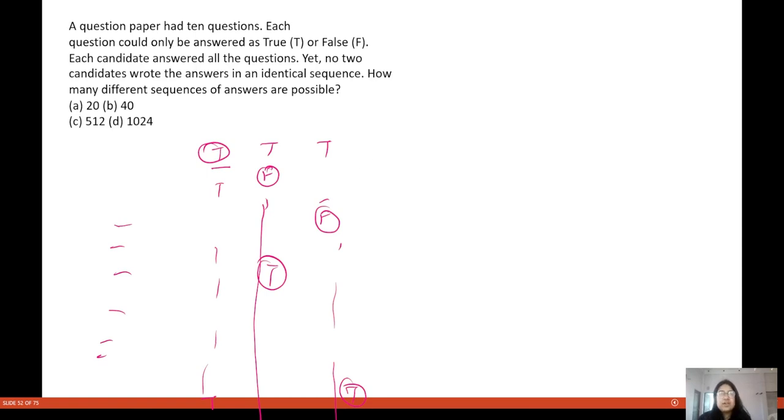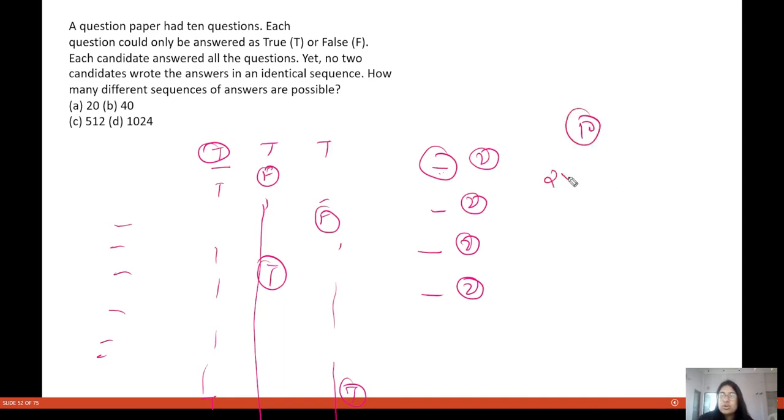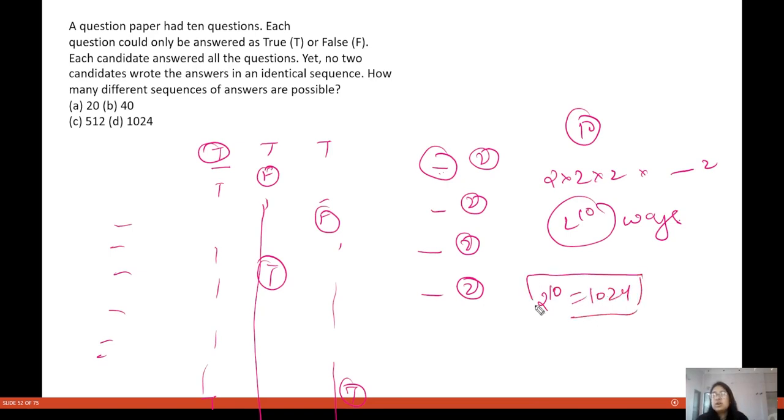So see how we'll do this. Basically, these are 10 answers. The first can be answered in two ways, the second can be answered in two ways, the third can be answered in two ways, and so on. How many total places are to be filled here? The total number of places that have to be filled is 10. So you will do 2 into 2 into 2 till 10, so 2 to the power 10 ways. This is simple. 2 to the power 10 is equal to 1024.